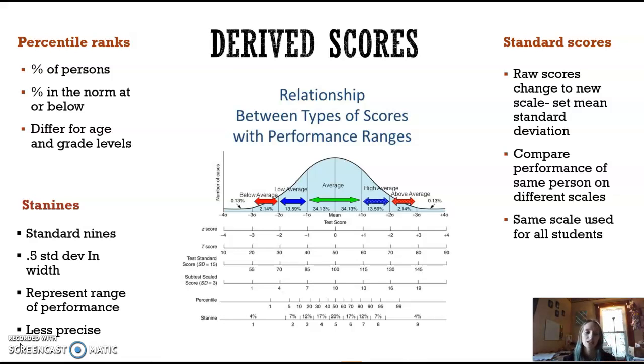The stanines is the standard 9s, so there's 9 groups, and they're within 0.5 standard deviation in width. These represent the range of performance. So it represents what range your students are working in. It is less precise because it's a range and it's not the same scale for age groups or grade levels. And there's a chart there included that talks about all of the relationships between the types of scores.